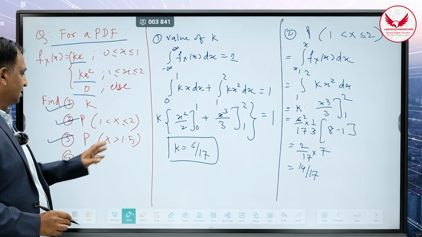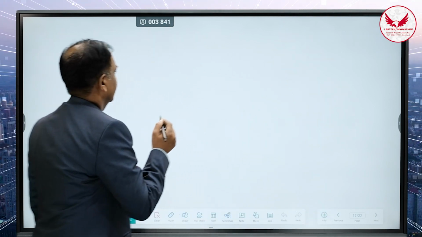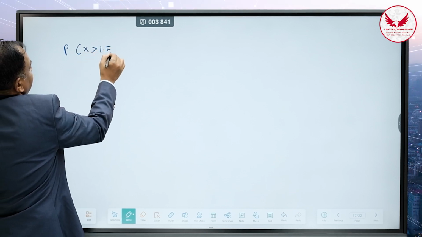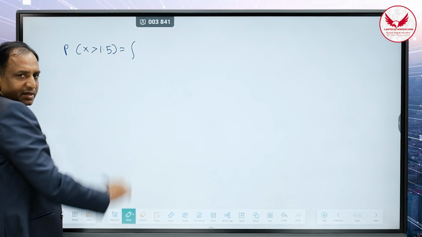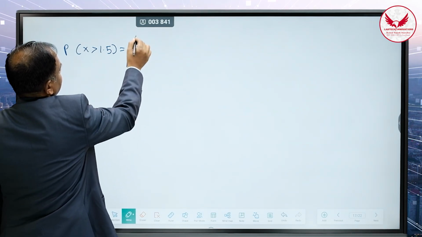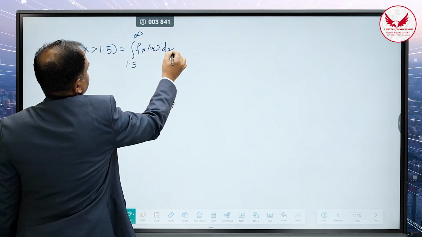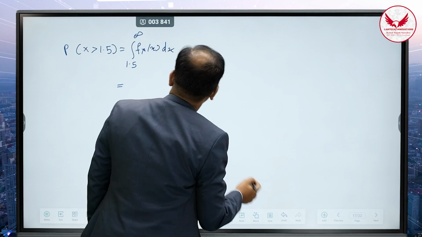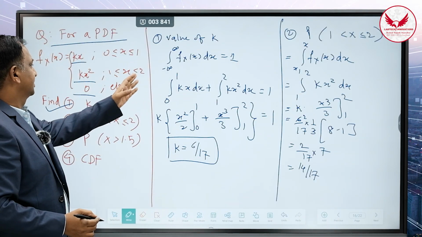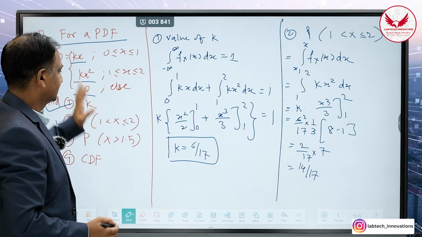Now third, we will find the probability of x greater than 1.5. The formula is simple: the lower limit 1.5 to infinity of f(x) dx. If you see, from 1.5 to infinity, the limit will be from 1.5 to 2, where the density is kx squares.